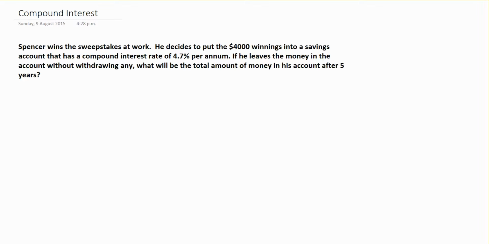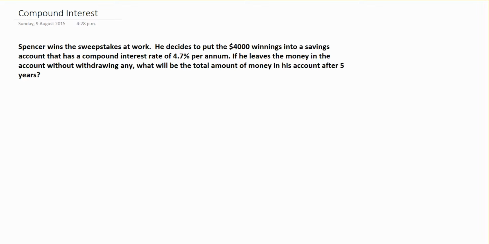So if we look at an example, Spencer wins the sweepstakes at work. He decides to put the $4,000 winnings into his savings account that has a compounded interest rate of 4.7% per annum. So this means they apply the interest once per year. If he leaves, annum being year, if he leaves the money in the account without withdrawing any, what will be the total amount he will have in his account after 5 years?